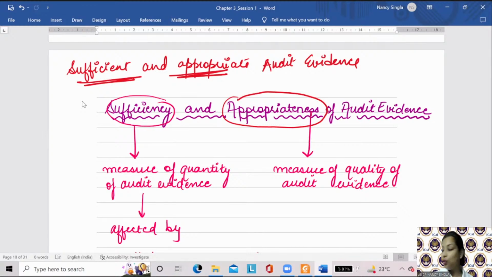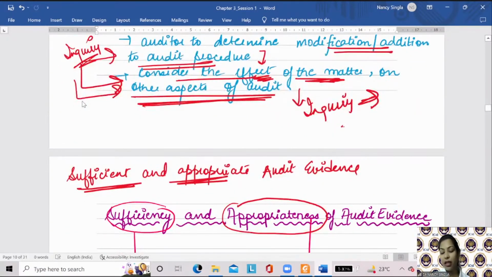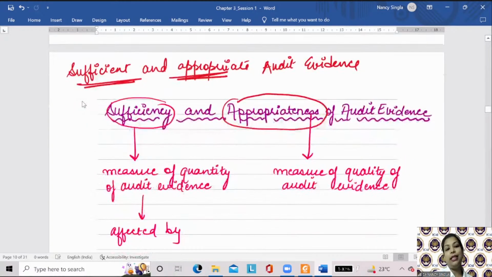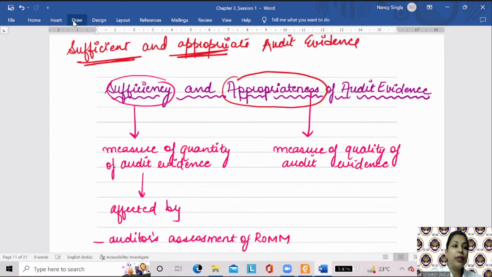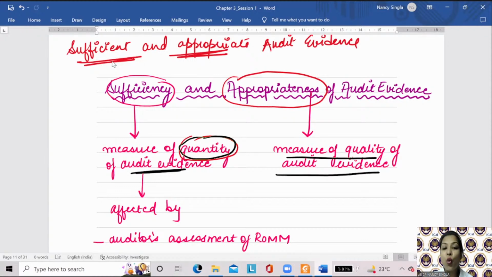ठीक है. Now my query to you all, tell me what is meant by sufficient without looking at the screen. What is meant by sufficiency? Send in your replies. So sufficiency, it is the measure of quantity. It is the measure of what? Quantity of audit evidence. कि कितना quantity of audit evidence obtain करना है. Appropriateness is the measure of quality of audit evidence. That what should be the quality of audit evidence. ठीक है?